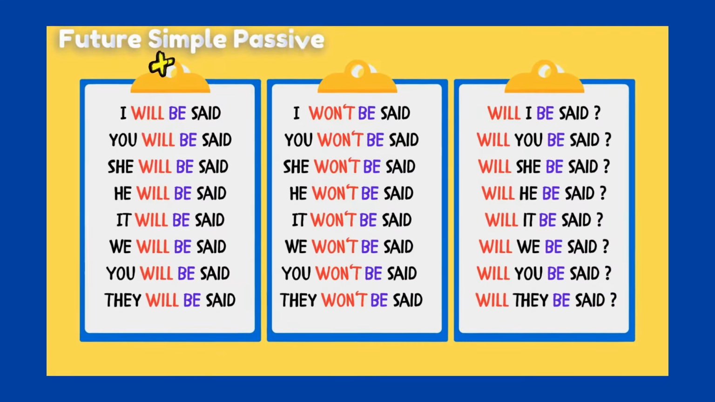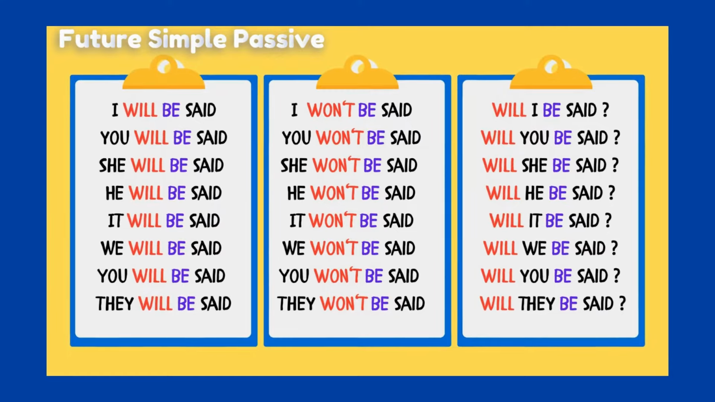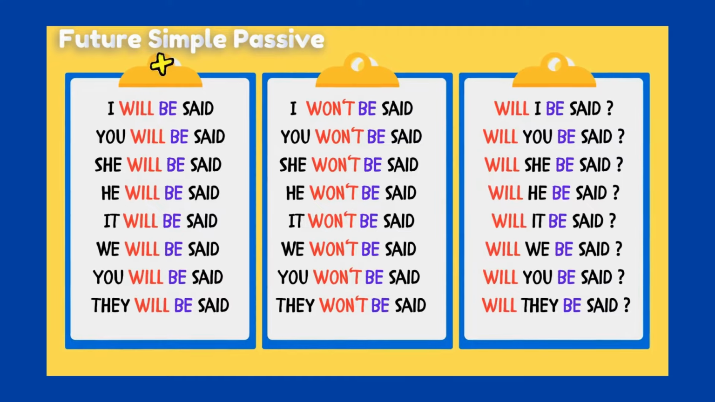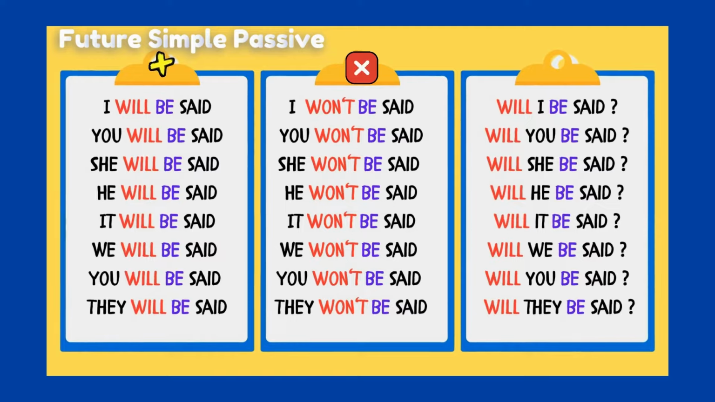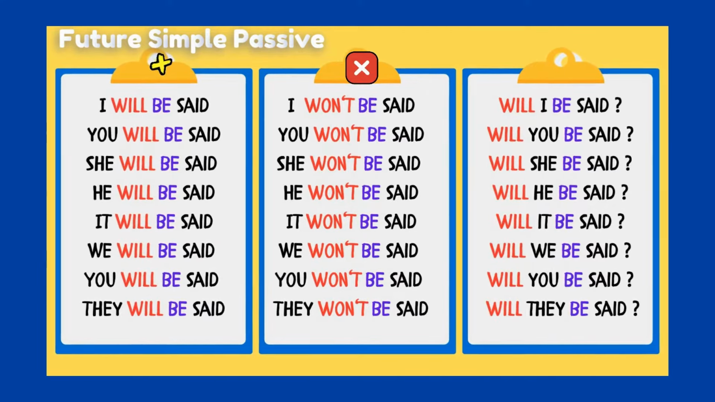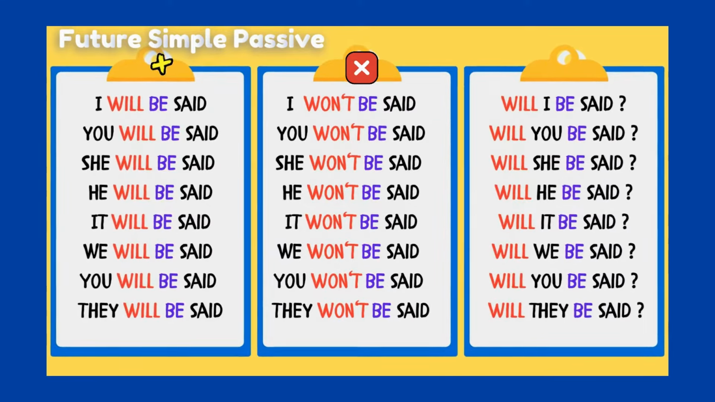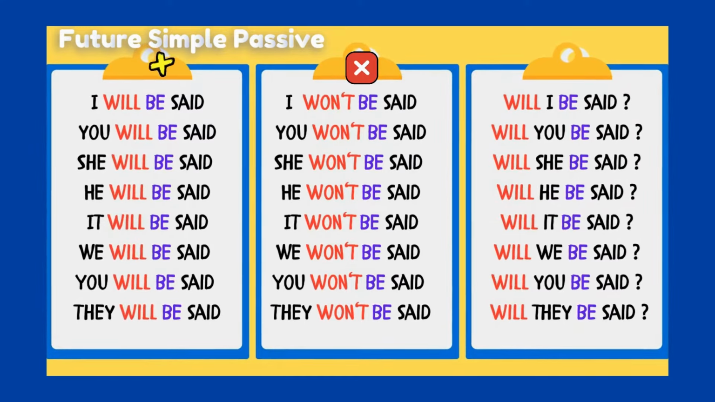For example, affirmative form: I will be said, you will be said, she will be said, he will be said, it will be said, we will be said, you will be said, they will be said. Negative form: I won't be said, you won't be said, she won't be said, he won't be said, it won't be said, we won't be said, you won't be said, they won't be said.